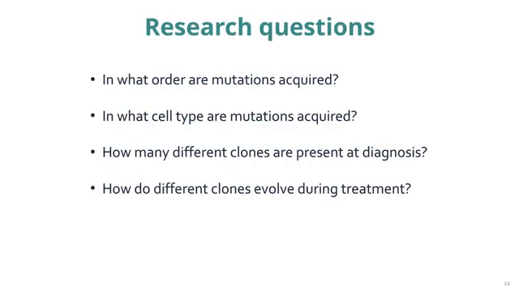So the main research questions that my lab is trying to address is, in what order are these mutations acquired? If we know that patients at diagnosis have 5 to 10 different mutations, is there a specific order through which these mutations are acquired, or is this a random process? In what cell type are the mutations acquired? Is this in stem cells or in lymphoid progenitor cells?